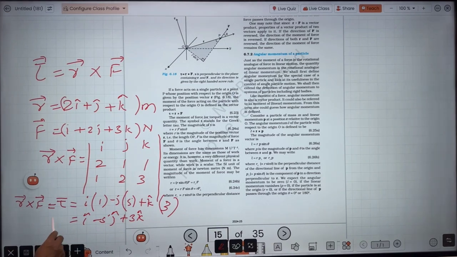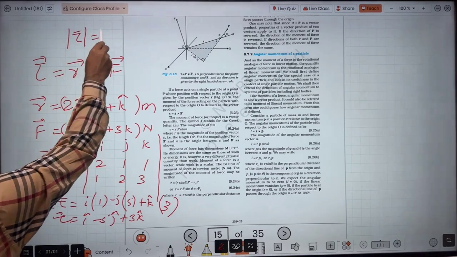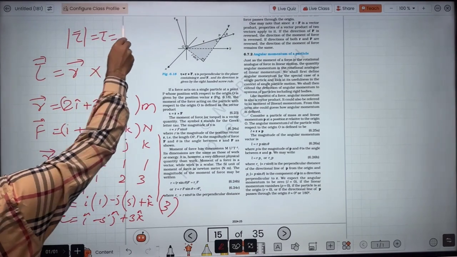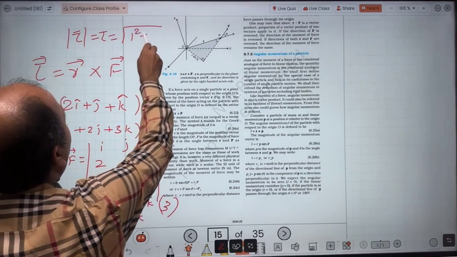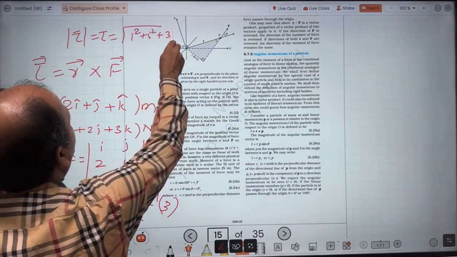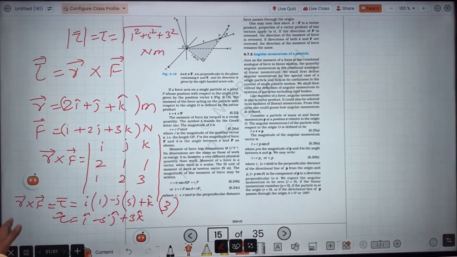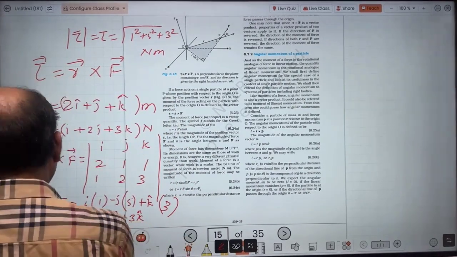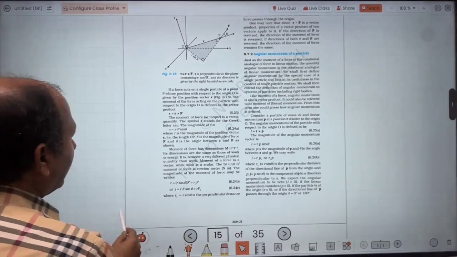So this is torque. Now we need the modulus. So the modulus of torque, which is just torque, is equal to square root of 1 square plus 5 square plus 3 square Newton meter. So you have understood how to find torque if R and F are given.